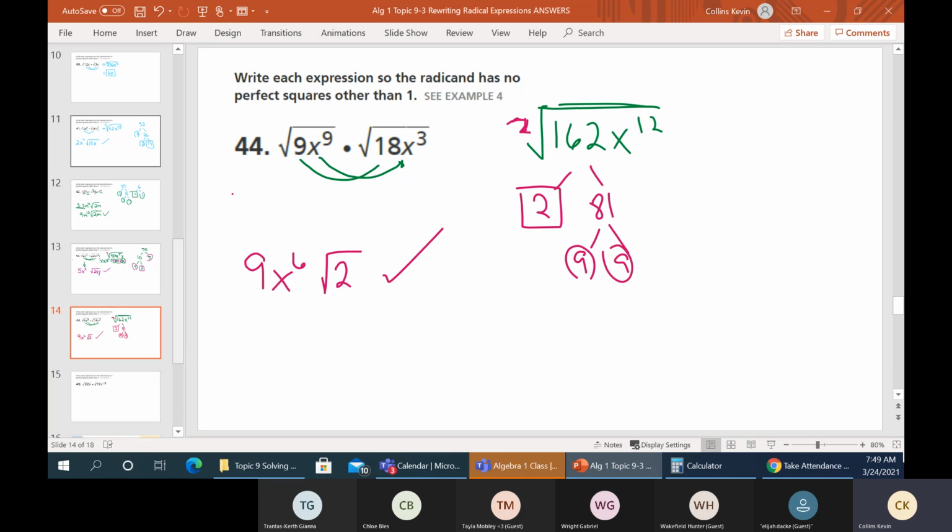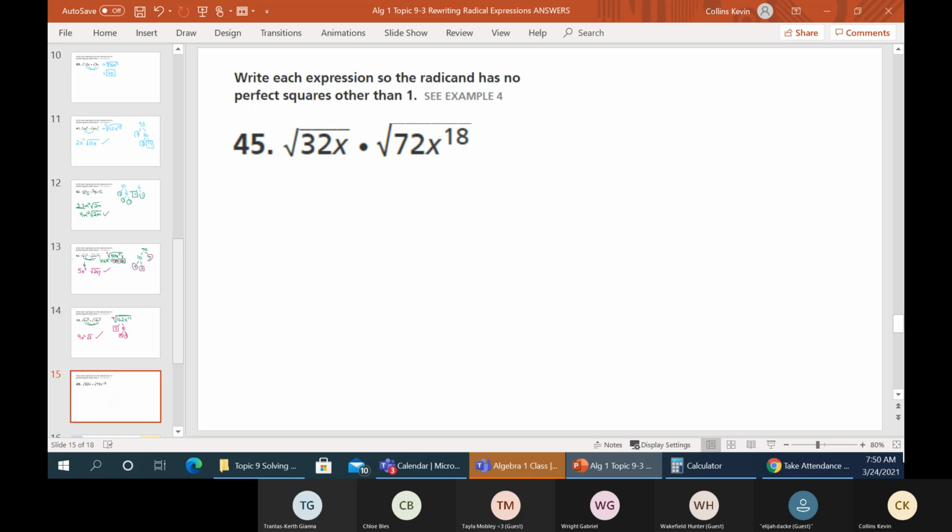Cool. All right, last one. All right, let's maybe try this one separately. Let's see how that works. All right, so this part, we can divide by 2, and we get 16.